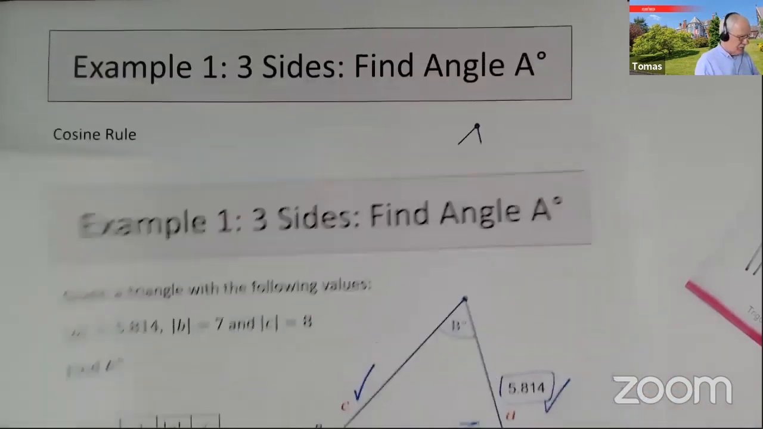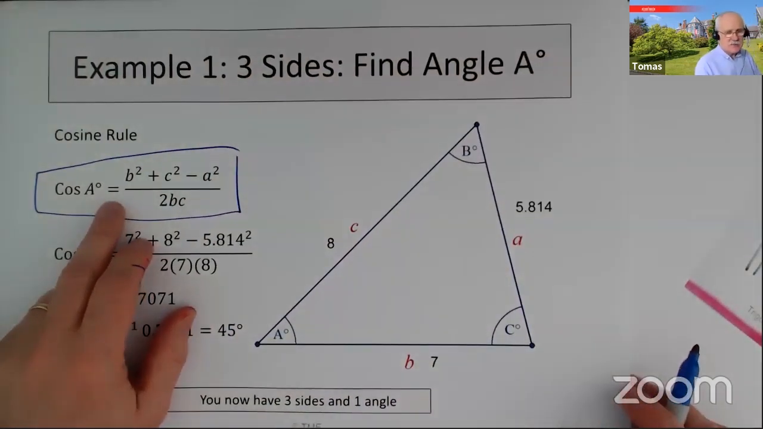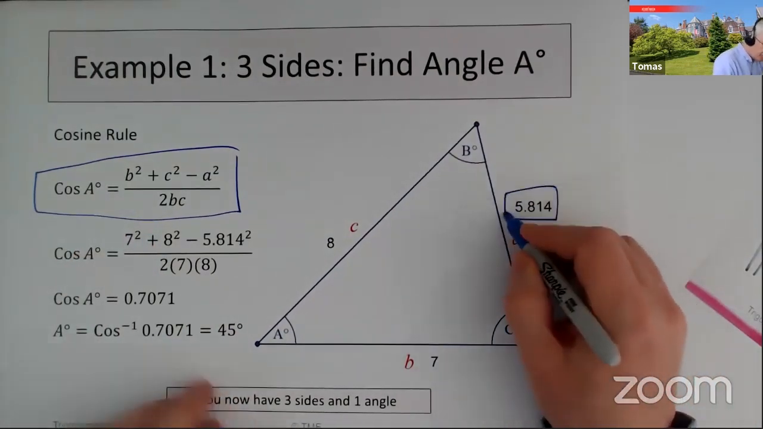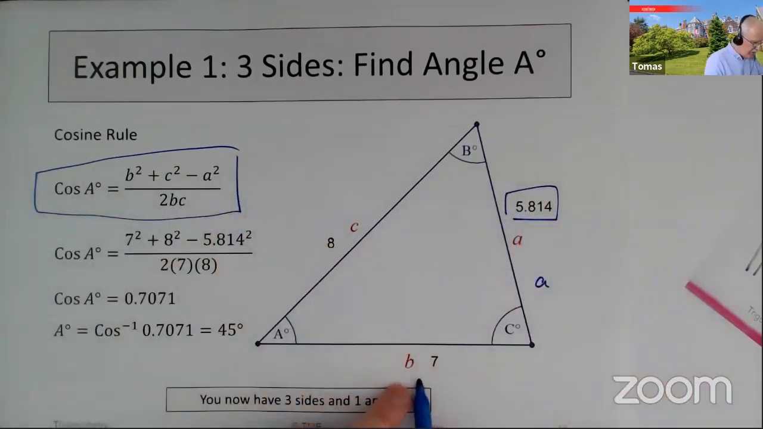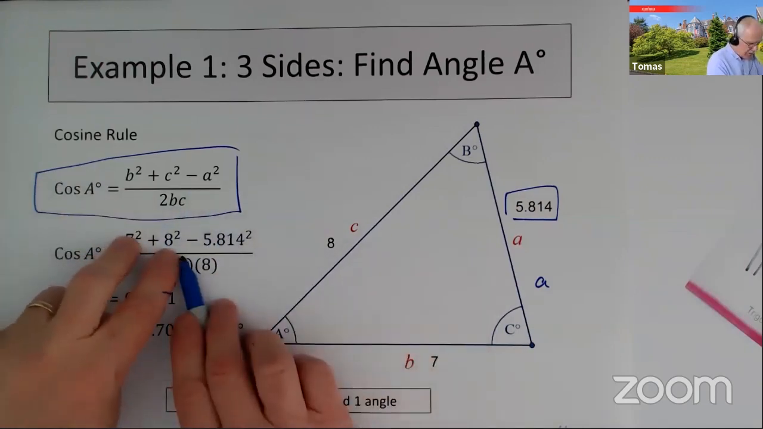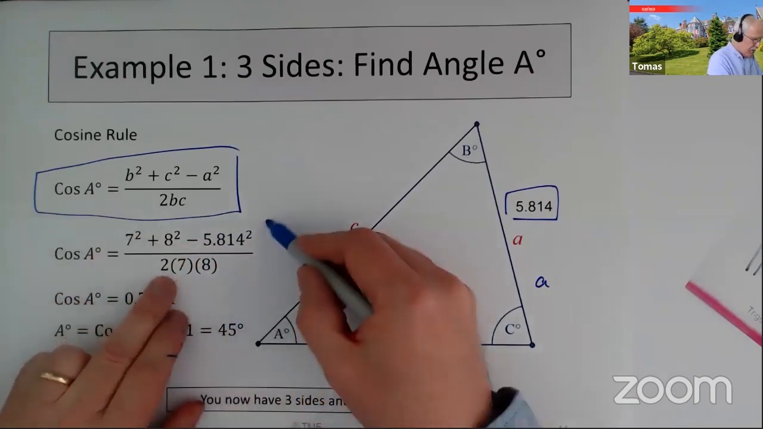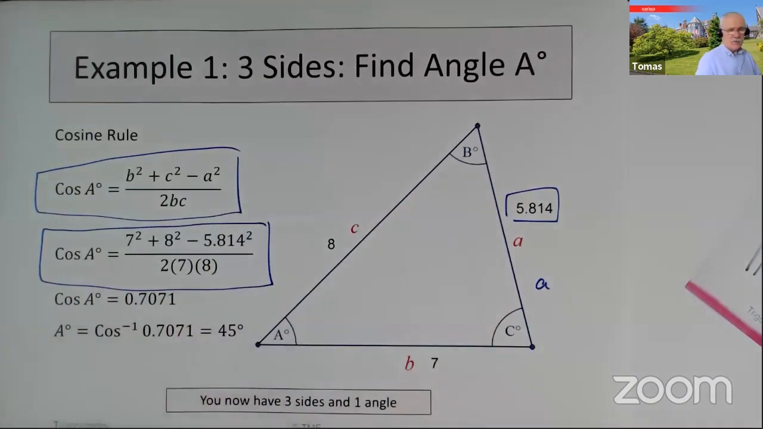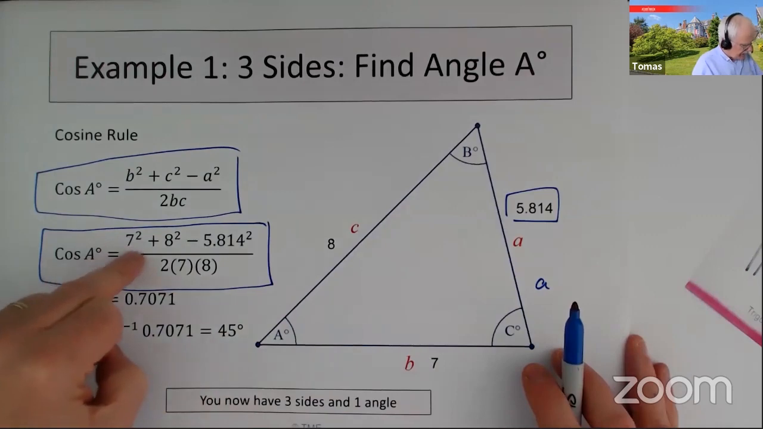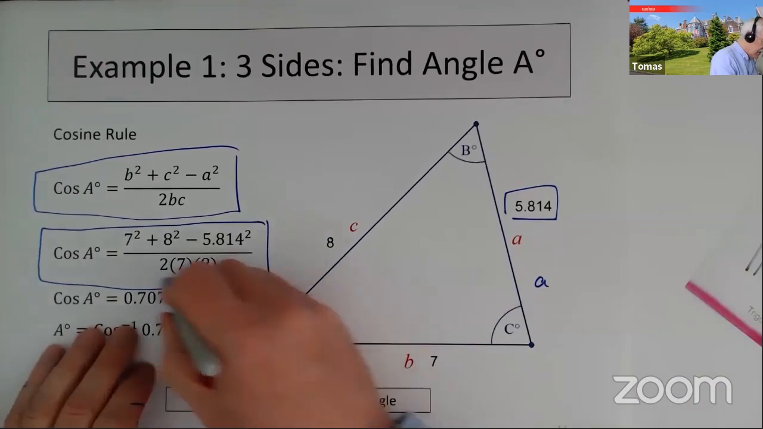Okay, so now, cos A. And then we go back to what our equations were. We had A is this, so that's our A. Our B is our 7. So B squared is 7 squared, C squared is 8 squared, A squared is 5.81 squared, over 2BC. So we write that down, and then we take a bit of breath, and we say that's just calculator. Add them all up, divide by whatever, and we get cos A is 0.7071.